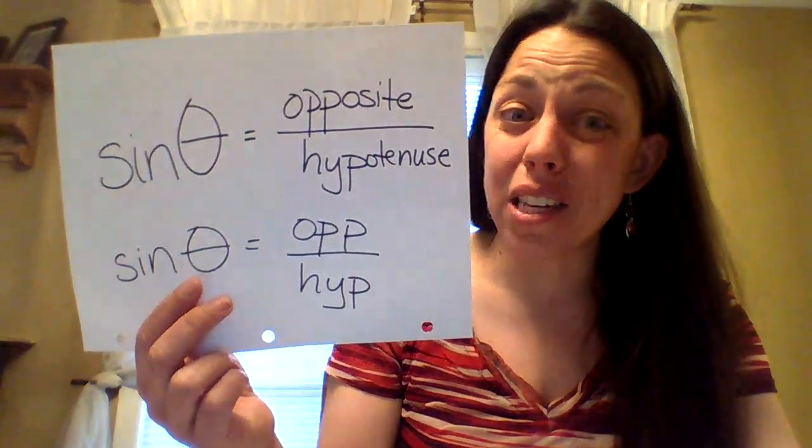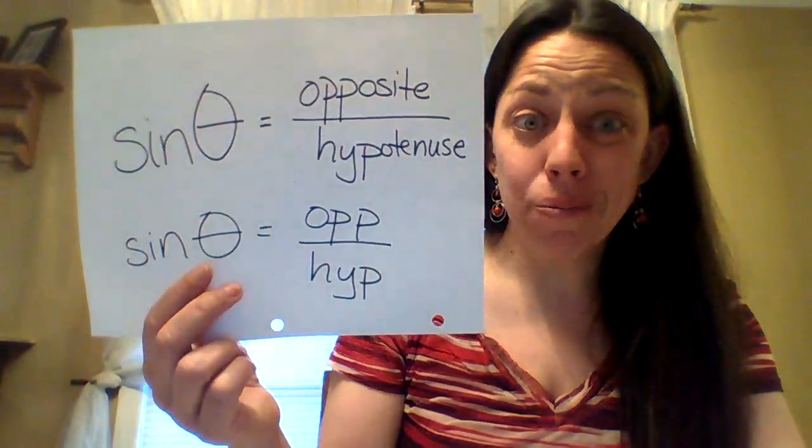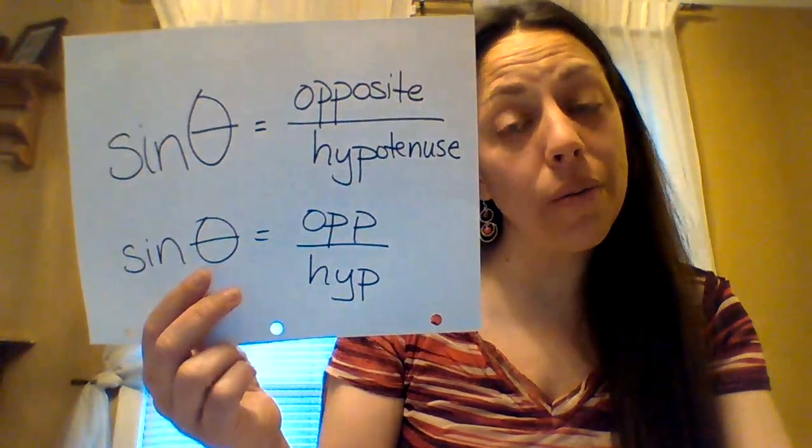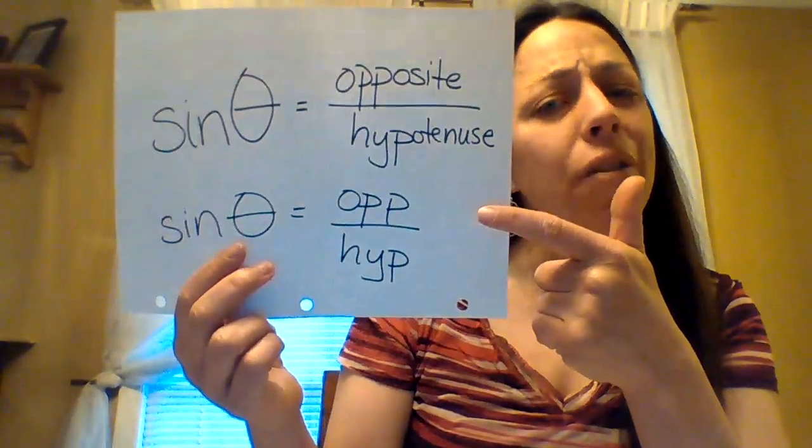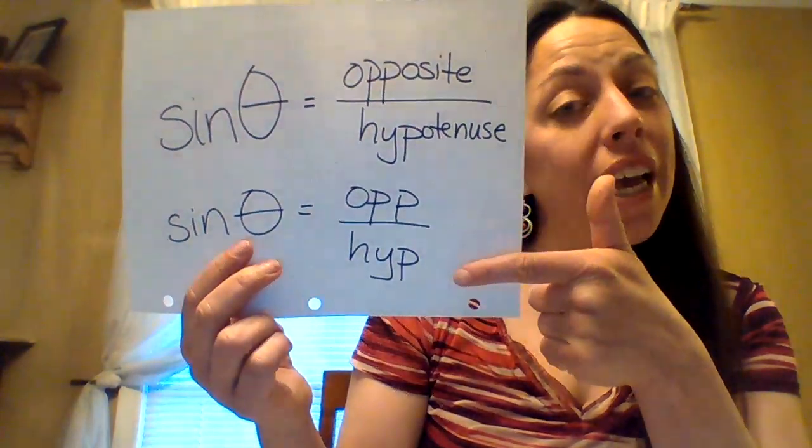Do not write it as a decimal. Please leave it as a fraction. Always reduce your fractions as well. So sine of theta, we have to figure out what leg is our opposite leg, what leg is our hypotenuse, and then we would just write a ratio of them. So sine of theta is opposite over hypotenuse.